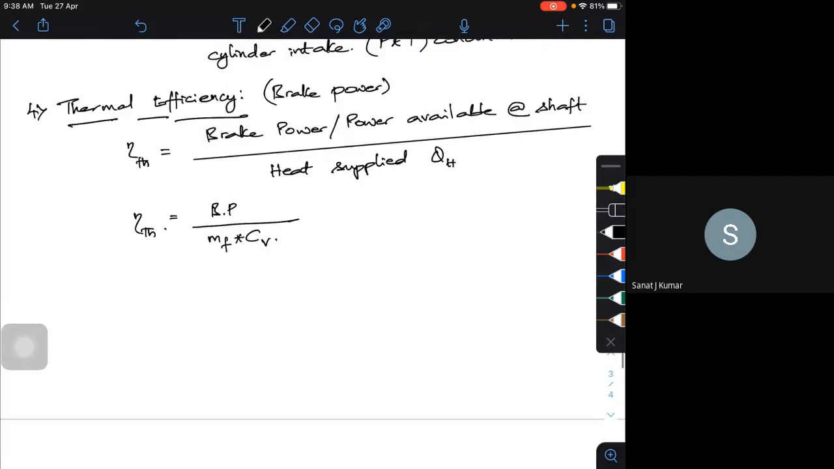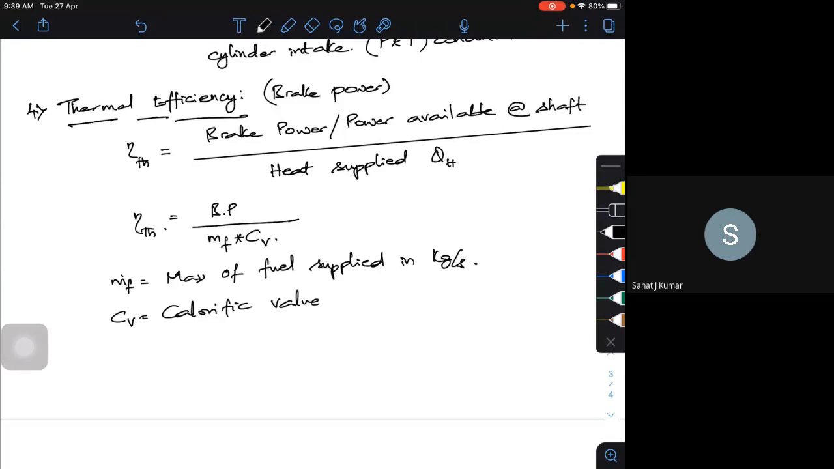So what is this mass of fuel? It is the mass of fuel supplied in kg per second. This is a mass flow rate actually. Then CV is the calorific value of the fuel that is used.